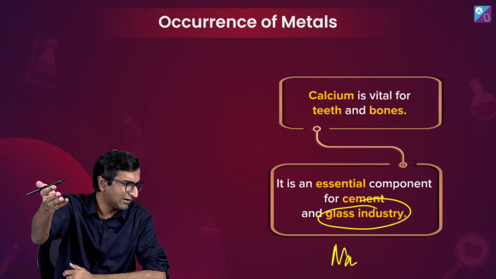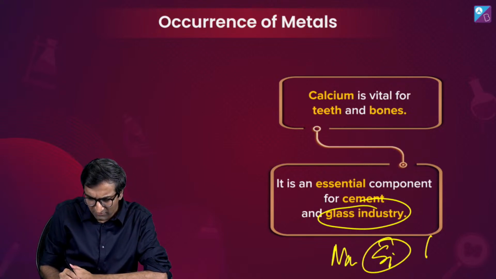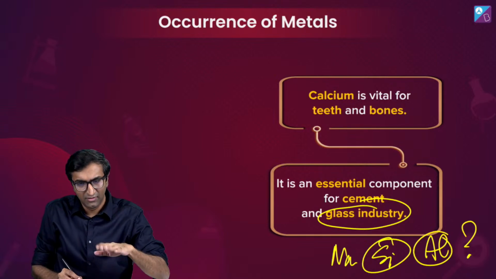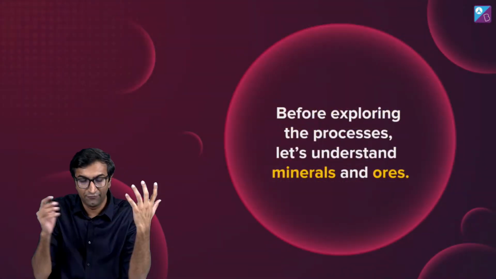What is the formula of glass? Is anyone telling me? Some silicate, Na, some silicon, and some other things. Maybe aluminium also. Anyway, we will study it in detail when glass comes up. But check this out, right? And it also has calcium in different forms of glass.